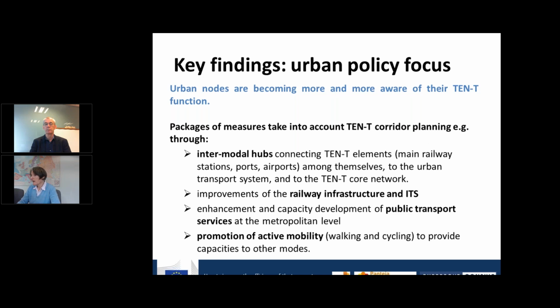But nevertheless, the urban nodes are becoming much more aware of their nodal function, and are currently also considering measures that take into account TEN-T corridor planning through the further development of intermodal hubs which connect the TEN-T elements. Improvement of rail infrastructure is a huge issue, and also the implementation of ITS, and also the enhancement of capacity, especially in public transport service, but also for walking and cycling, in order to provide capacity also to other modes.